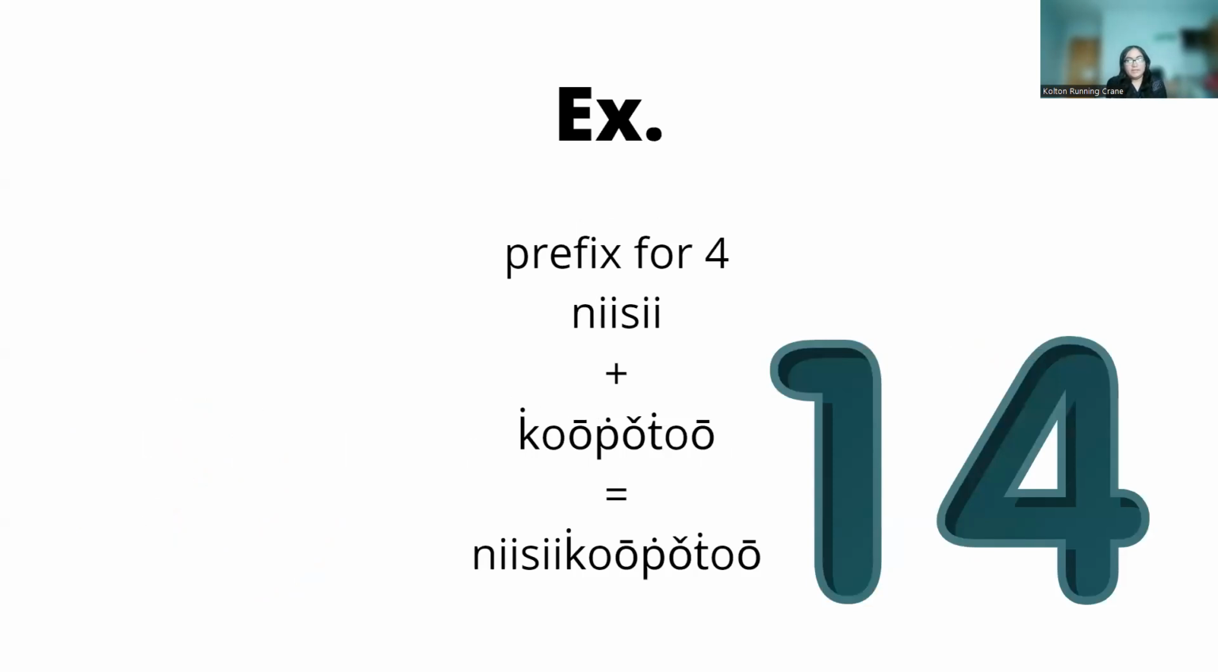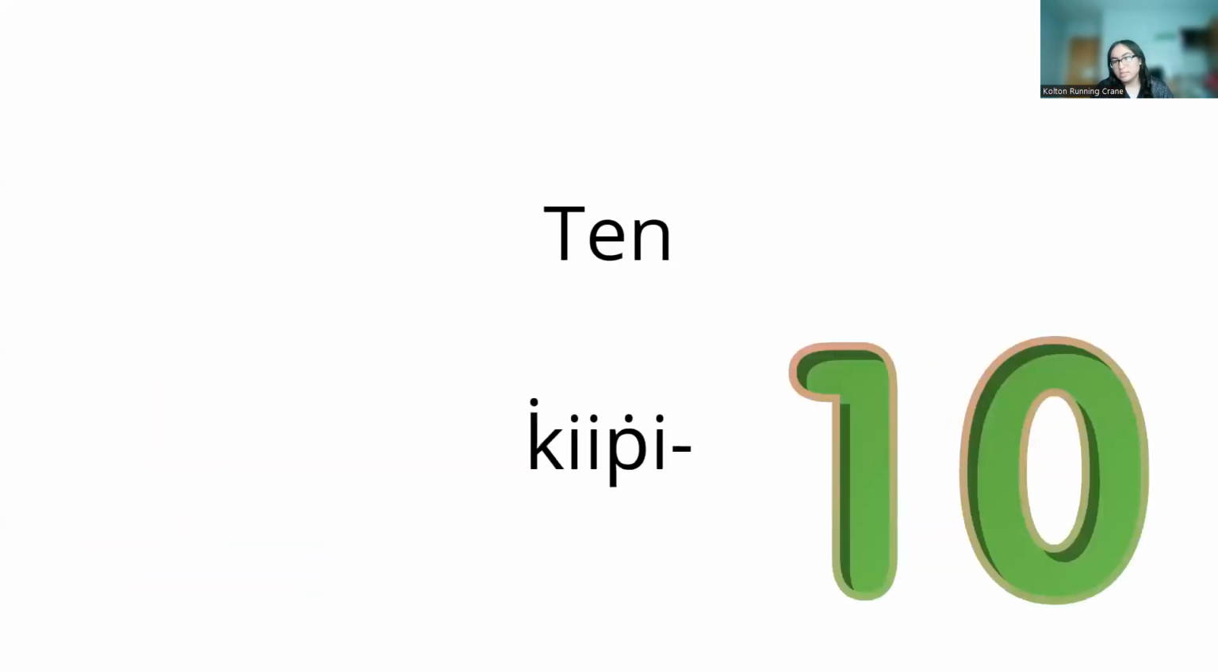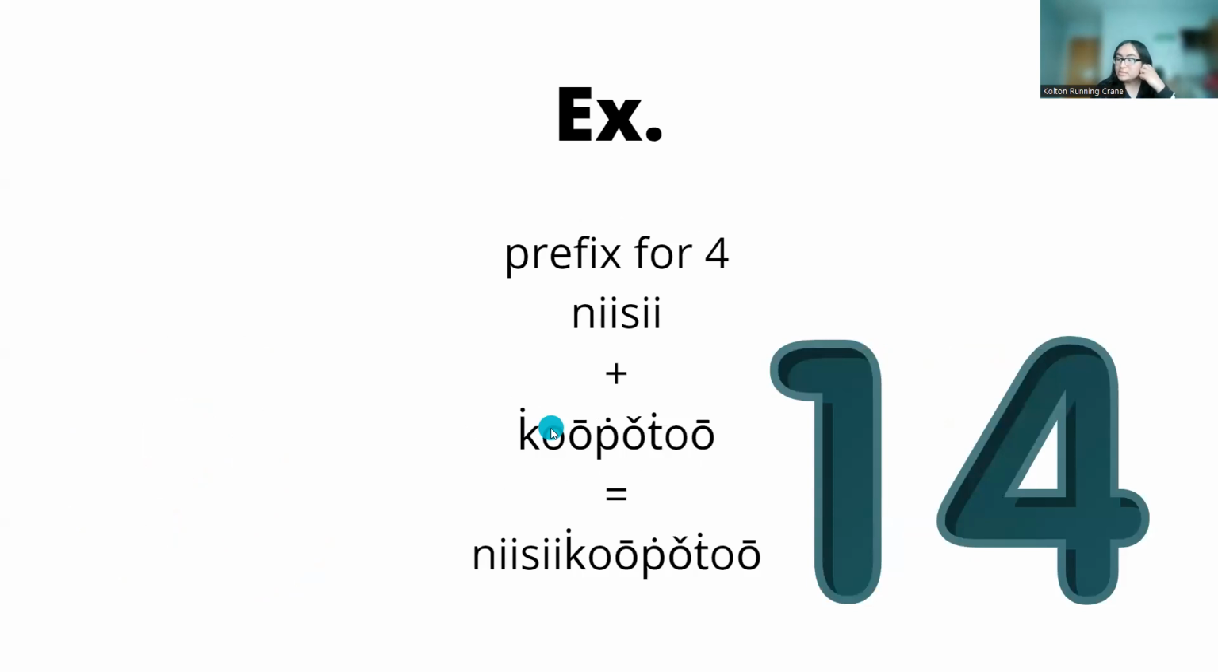So for instance, if you were to take the prefix for 4, which is nisi, and add kuputtu, you get nisi kuputtu, which is 14. And that's an example of how you can count in the teens. So you use these prefixes that correspond to the numbers, and you add kuputtu, which means more than. So when you say nisi kuputtu, you're kind of saying 4 more than, and then 10 is just implied. So 14 is 4 more than 10. That's how we count in Blackfoot.